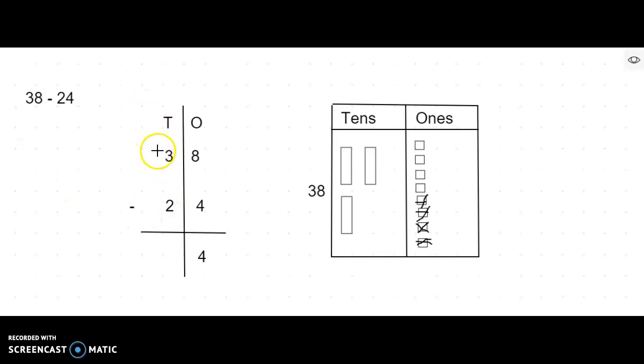Now let's look at our tens place. I had 3 tens in 38, and I'm taking away 2. So here's my 3 tens. I'm going to cross out 2. How many do I have left? Yeah, I have 1 ten left. 3 take away 2 is 1. So when I took away 24 from 38, I was left with 1 ten and 4 ones, which means that 38 take away 24 equals what? Yeah, it equals 14. 38 minus 24 equals 14.